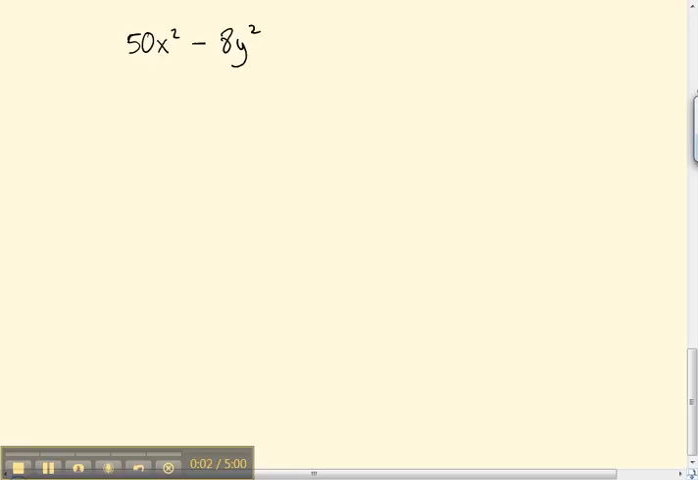Okay, sorry for the confusion in the last video there. This time here, you do have to factor out, first of all, a common factor, but when you do, you'll be left with the difference of squares that can be easily factored. Go ahead and try that now.